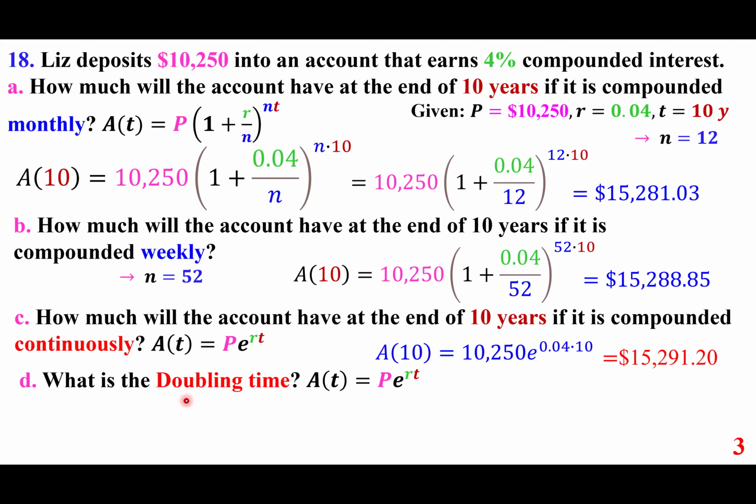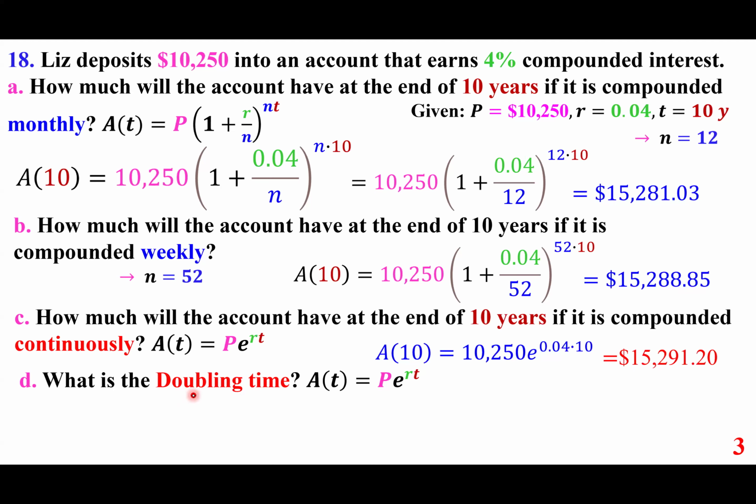What is the doubling time? When you have an exponential growth, you could discuss doubling time. If you have an exponential decay, half time. The concept of a doubling time is very simple. How long does it take for something, either population or investment, to double in size?